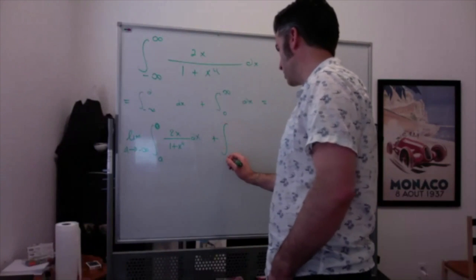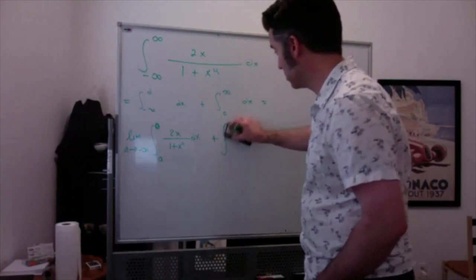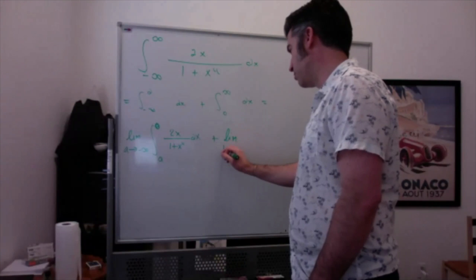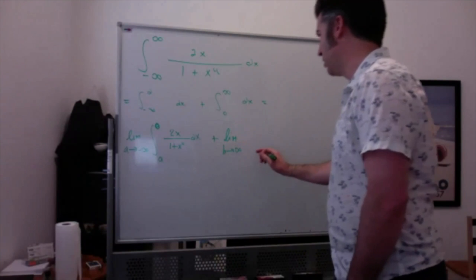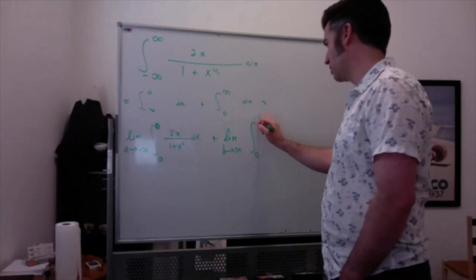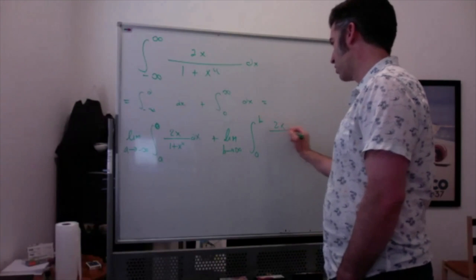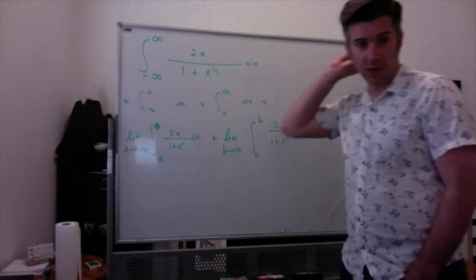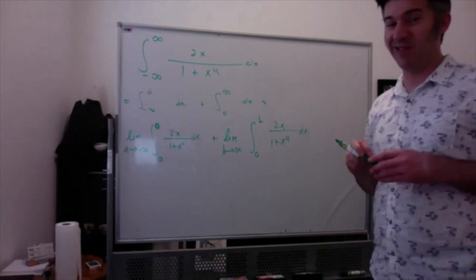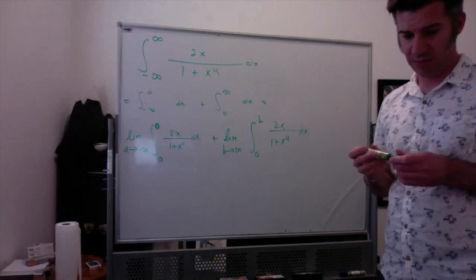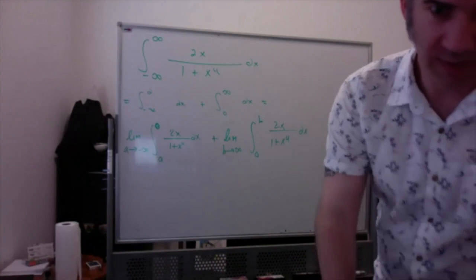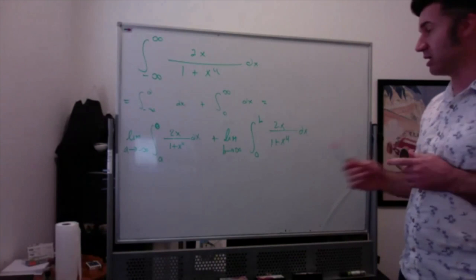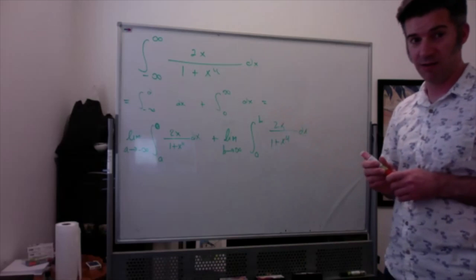Plus the limit. Each of the pieces gets a limit. So the limit as b goes to infinity of the integral from 0 to b of 2x over 1 plus x to the fourth dx. All right. You guys have any guesses about my u substitution? I tried to make it a little bit easy to see with the 2x right there.